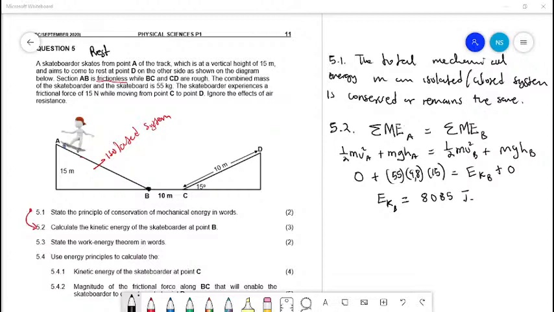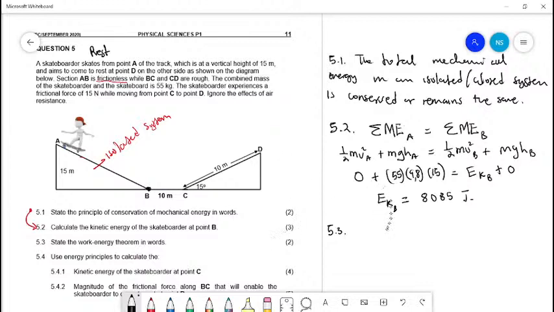5.3 requires us to state the work energy theorem. So this is the part where the chapter starts to be interesting, right? So they want us to state the work energy theorem in words. And I'm sure you can see that you get a lot of marks through stating and defining terms. That's where you score a lot of marks.